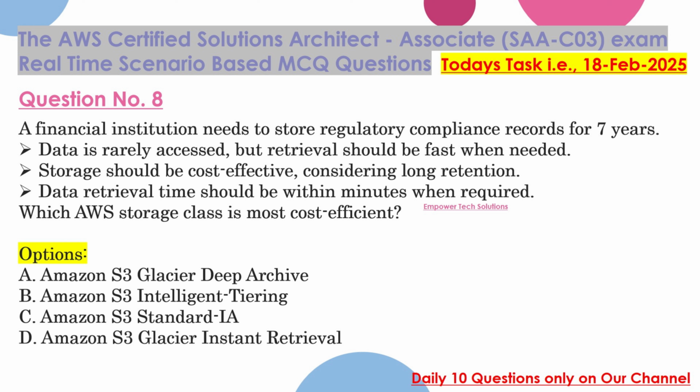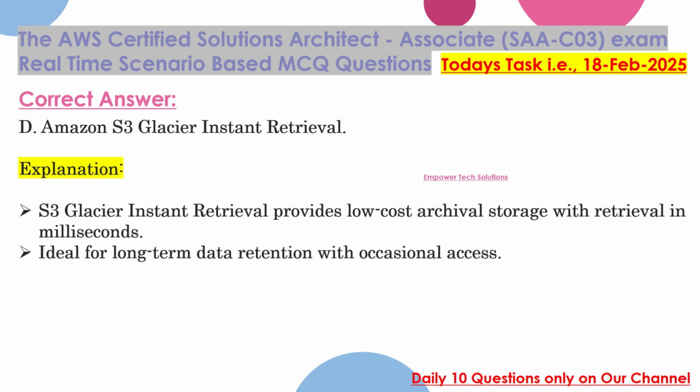Options: A. Amazon S3 Glacier Deep Archive. B. Amazon S3 Intelligent-Tiering. C. Amazon S3 Standard-IA. D. Amazon S3 Glacier Instant Retrieval. Correct answer: D. Amazon S3 Glacier Instant Retrieval.